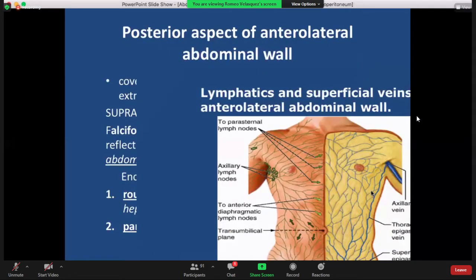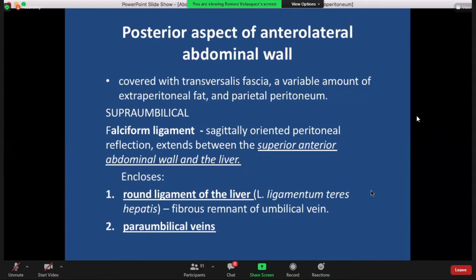Okay, the posterior aspect of the anterolateral abdominal wall. It is described as being covered by transversalis fascia, extraperitoneal fat, and parietal peritoneum. So we're talking about the posterior aspect of the anterior abdominal wall. You're looking at it from the inside.